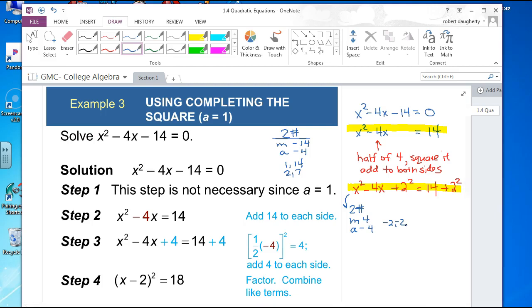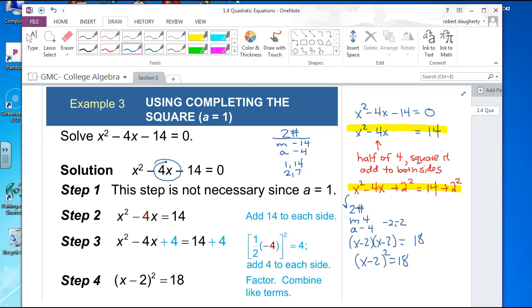So this can factor as x minus 2 times x minus 2 equal, and what is the right side? That's 14 plus 4, that is 18. Well, x minus 2 times x minus 2 is x minus 2 squared equal 18. So this is why it's called completing the square. If you look at this coefficient and you take half of it and you square it and you add it to the trinomial, you're guaranteed to get something that factors as a perfect square.